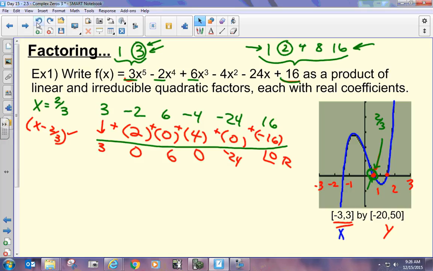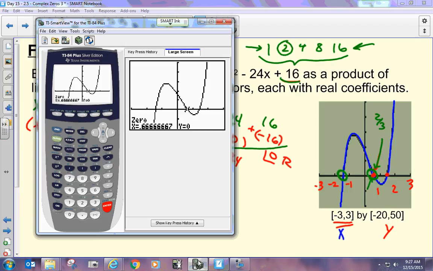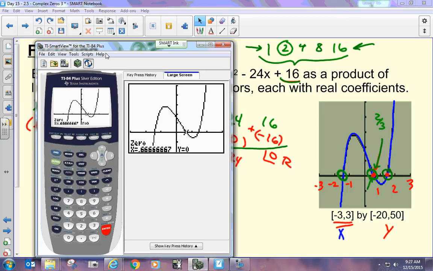All right. What's the next one you want to check? Who can tell me using the zero function what that is? Anybody have this graph in their calculator? Or do you want to try this one over here, another positive one? It doesn't matter to me. What do you think this one to the right is going to be? Take a look at our numbers that we have. Remember our factors of 16 and our factors of 3?